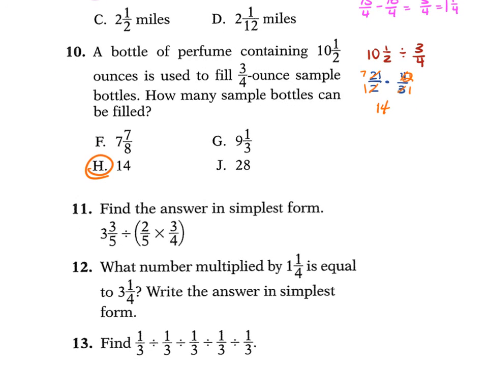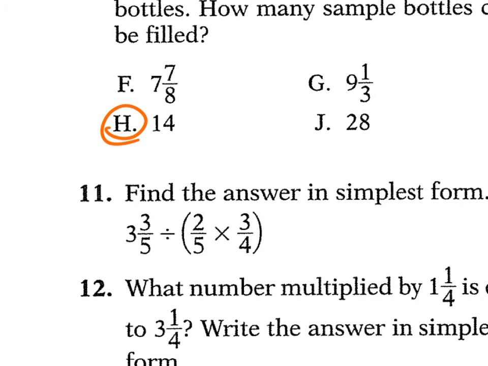For 11, it asks us to find the answer in simplest form, so we have to multiply first with these. So we are going to simplify the 2 to become a 1, the 4 becomes a 2. So it's going to be 3 3/5, which is the same thing as 18 over 5, divided by 3 over 10. We're going to keep change flip, so this is going to be 18 over 5 times 10 over 3. The 3 becomes 1, 18 becomes 6, 5 becomes 1, 10 becomes 2. So that's 6 times 2, which is 12.